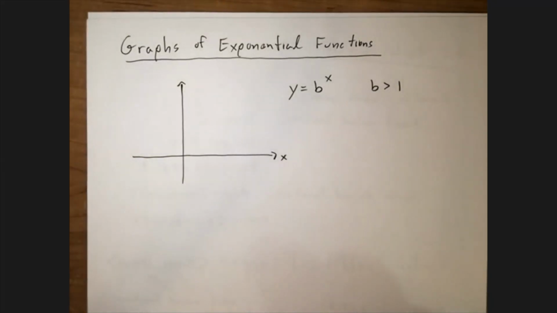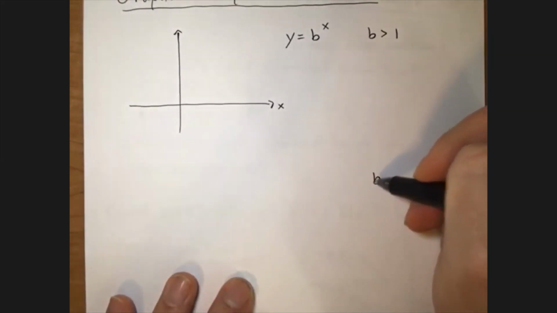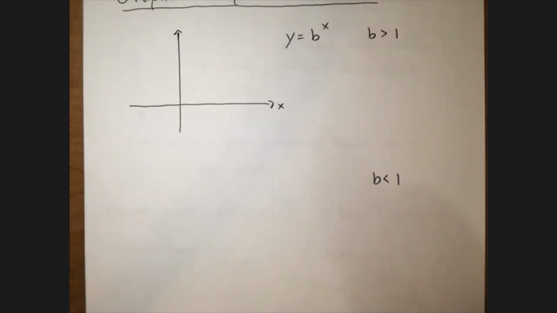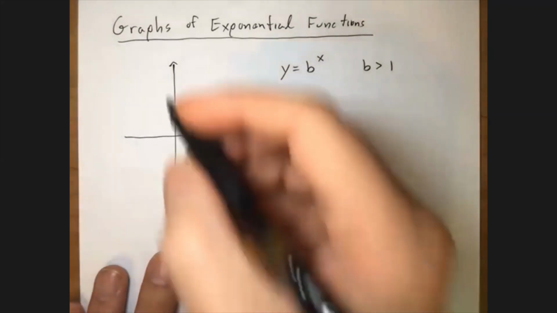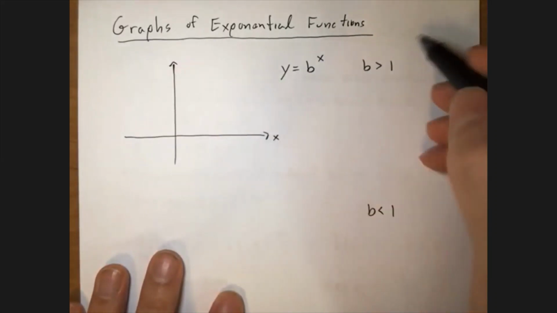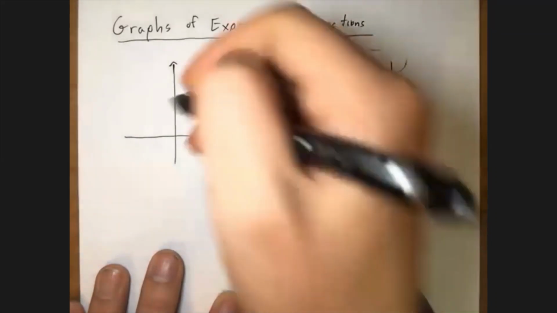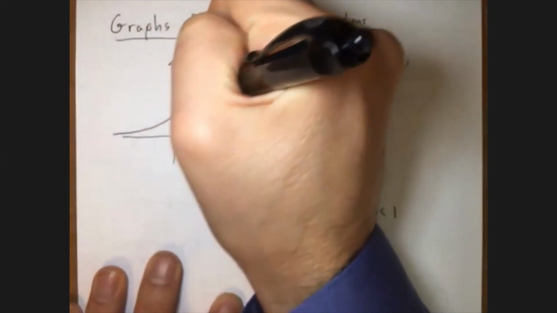And there's going to be a difference. We're going to draw another graph for the case b is less than 1. Okay, b has to be positive, but it could be less than 1 or greater than 1. So in the case where b is greater than 1, this is the picture that we saw.